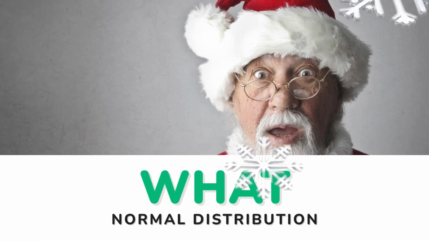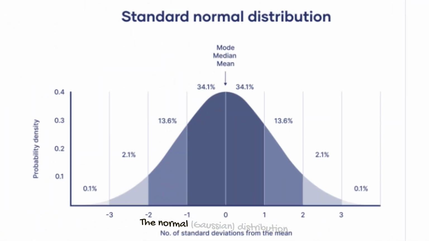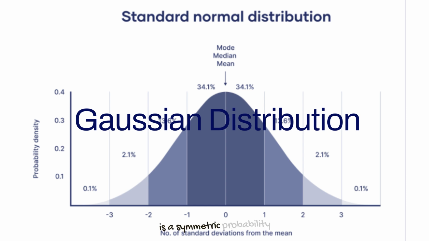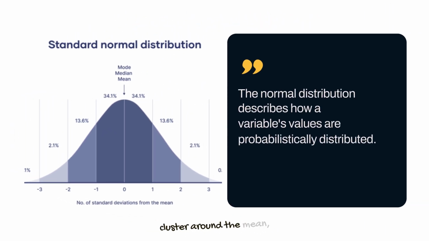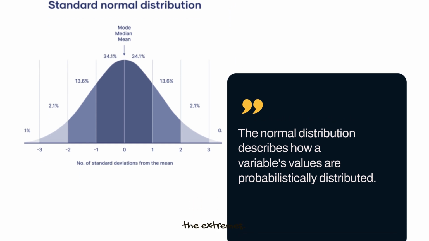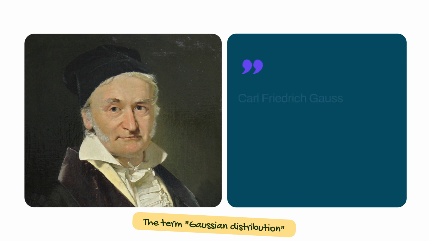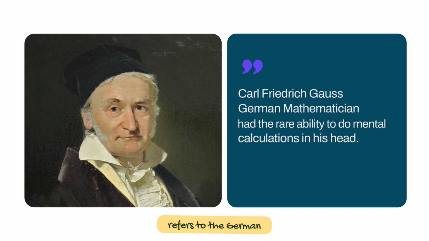What is normal distribution? The normal, or Gaussian, distribution is a symmetric probability distribution where most values cluster around the mean, with equal chances of deviating in either direction and fewer outliers at the extremes. The term Gaussian distribution refers to the German mathematician Carl Friedrich Gauss.